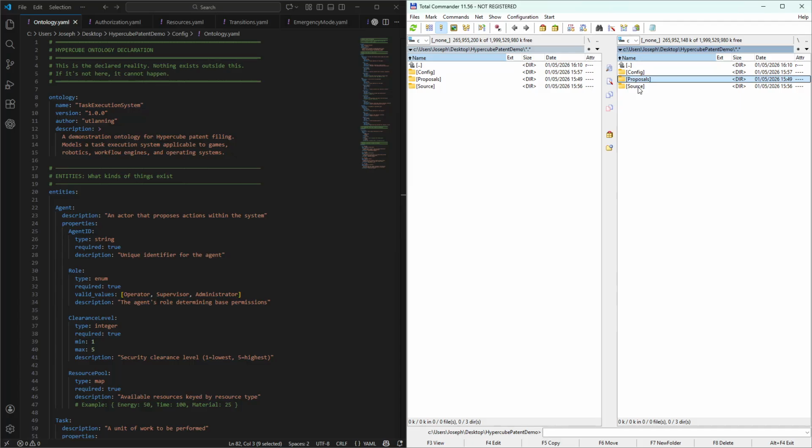And finally, within source lives the Hypercube adjudicator. Within this folder, we have our adjudicator and our program, as well as our domains, authorization, resources, ID, and transition. We also have our models.